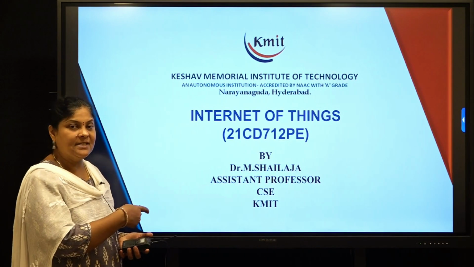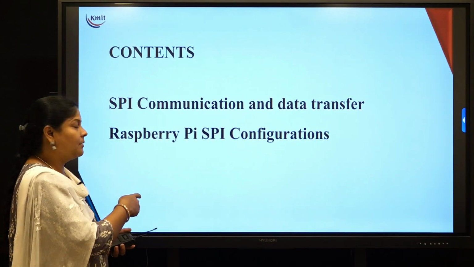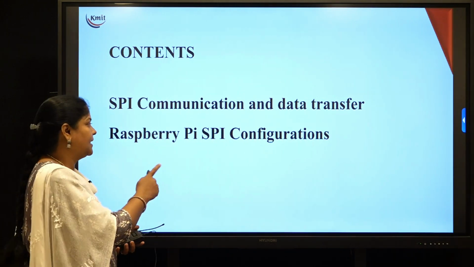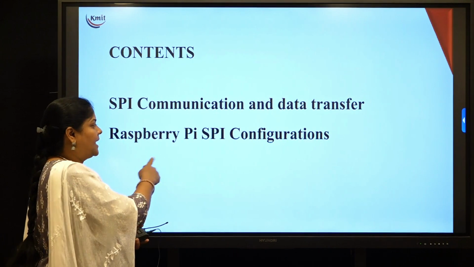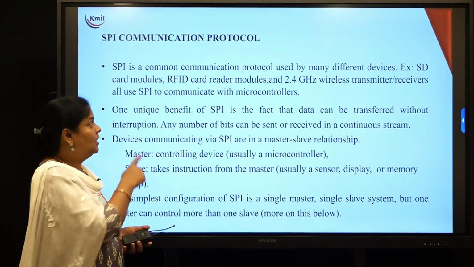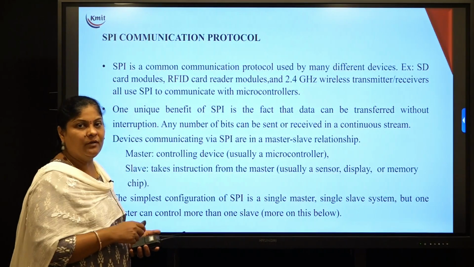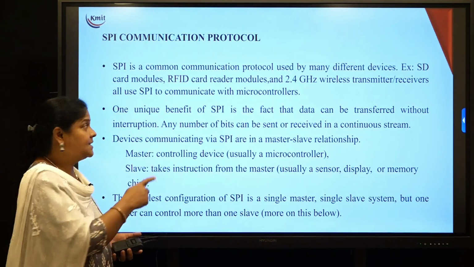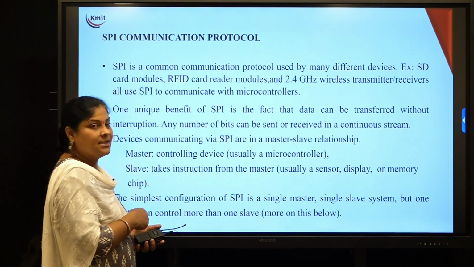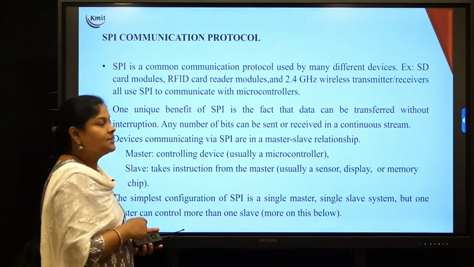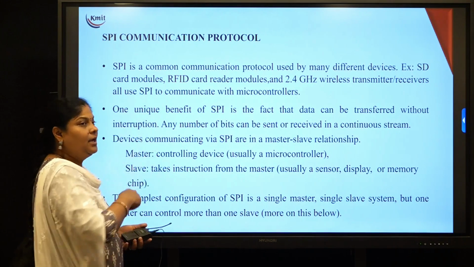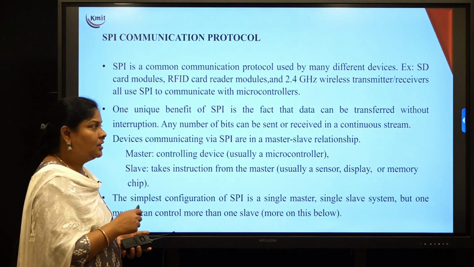So this session will see another type of serial communication, that is SPI serial communication, and how the data is transferred. Next, Raspberry Pi SPI configuration. First, SPI is a common communication protocol which can be used in different devices like SD card modules, RFID card reader modules, and 2.4 gigahertz wireless transmitters or receivers. All use SPI to communicate with microcontrollers.